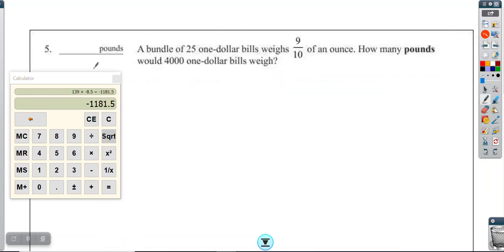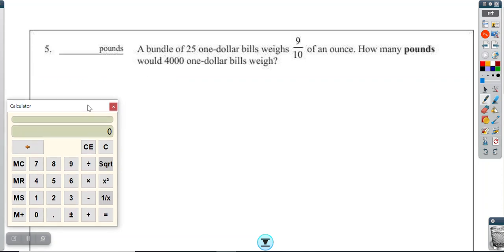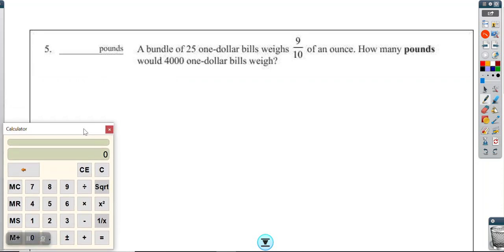All right, so this is another sort of pain-in-the-butt computation problem. We have a bundle of 25 $1 bills, and the whole thing of 25 $1 bills weighs 0.9 of an ounce. So that means a $1 bill is going to be 0.9 divided by 25. That's the weight of one bill.